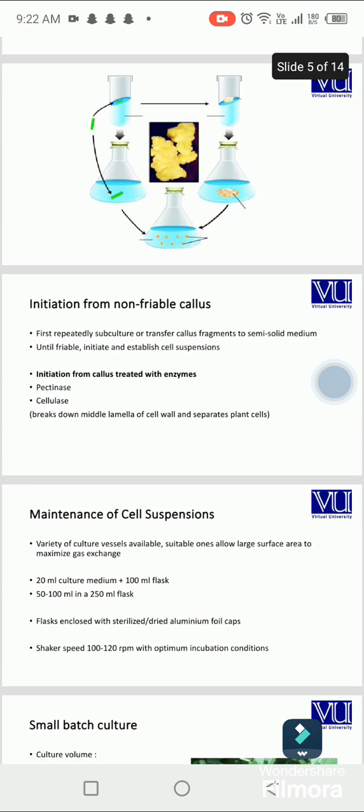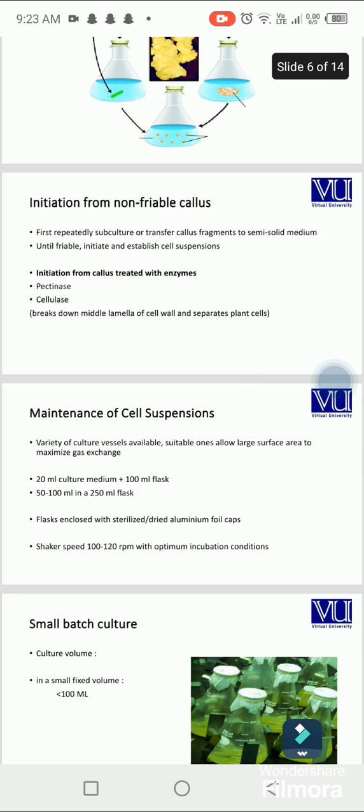Initiation from non-friable callus. First, repeatedly subculture or transfer callus fragments to semi-solid medium until friable. Initiate and establish cell suspensions. Initiation from callus treated with enzymes. Pectinase and cellulase break down the middle lamella of the cell wall and separate plant cells.